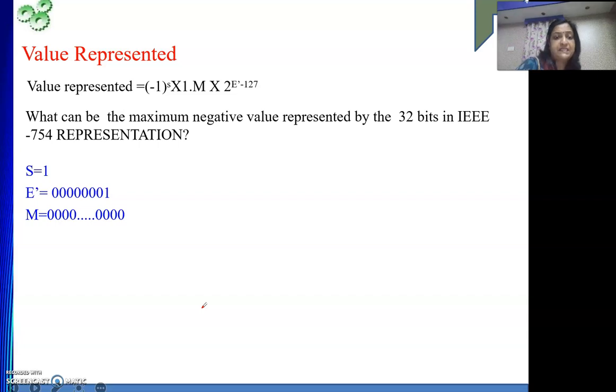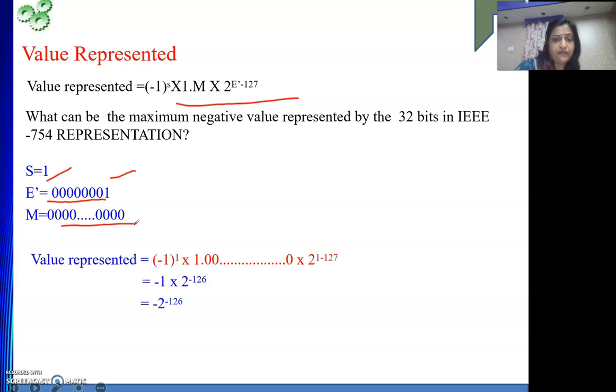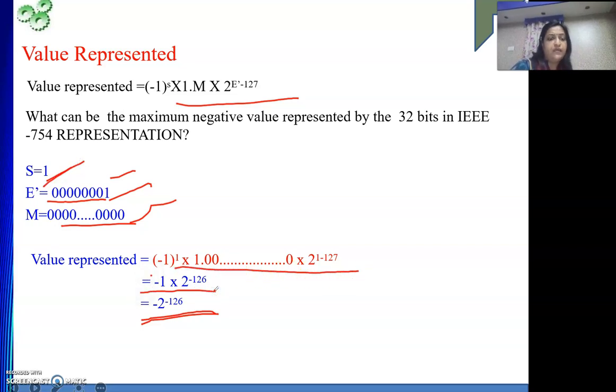The next one is the maximum negative value. So maximum negative value means what? S will be 1. Whatever we have done in the last example, you put S equal to 1. That is the maximum negative value. So S will be 1, and all this 0, 0 and 1. Similarly, this one will be minus only. The same example, only with a minus. Hope you have understood why I have considered this one, right? Maximum negative value means the magnitude is the smallest one, right? S is 1, and this calculation will give me this value. So as a whole, this is minus 2 to the power minus 126.